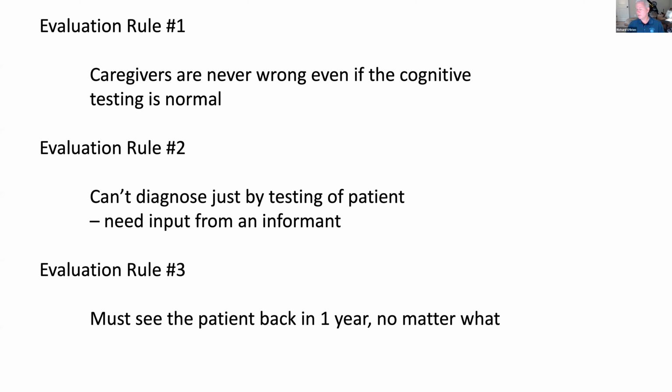And you come away with a couple of rules. The first is the caregivers are never wrong. Even if the cognitive testing is normal, it's probably just early. Rule number 2, you can't diagnose just by testing the patient. You need the input from an informant. This goes to the issue of how you decide if there are norms in different groups, how education impacts cognition, et cetera. And rule number 3 is you have to see the patient back in 1 year, no matter what.